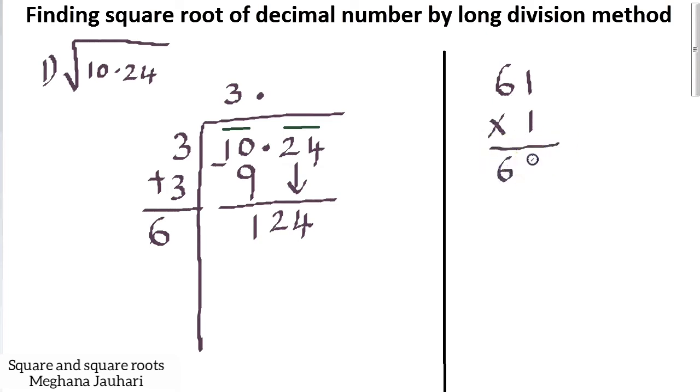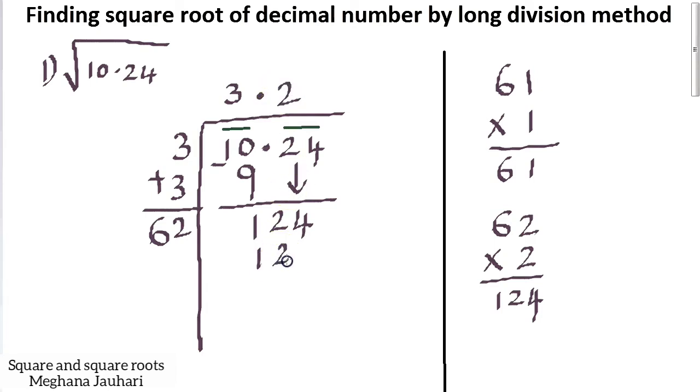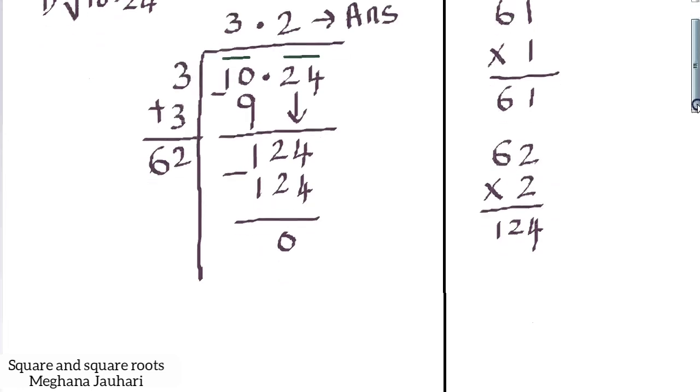So here we are taking 1. 1 times 61 is 61 only. It is so much less than 124. Let us take 2. So 62 times 2 is 124. And yes, see, we have got exactly equal to the dividend. So 2 will be our next quotient, and here we will write 124. After subtraction, we will get 0, and yes, we have got our final result, that is 3.2. So the square root of 10.24 is 3.2.